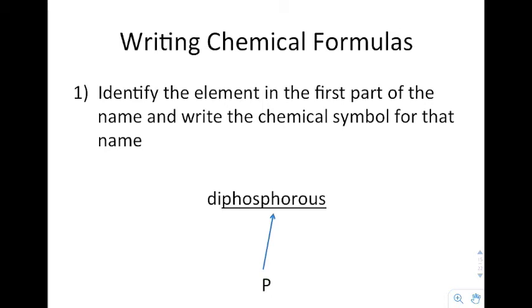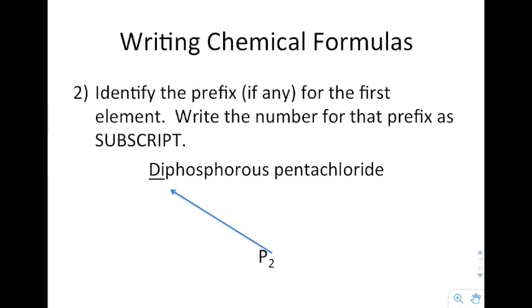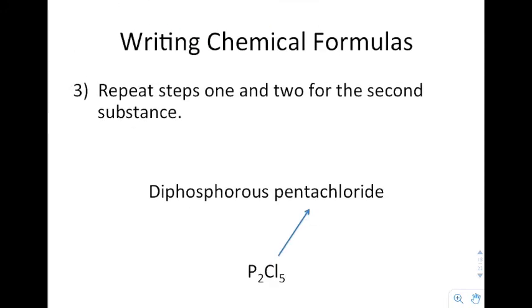So in diphosphorus right here, phosphorus is the element, so I write a P. Then I look at the prefix, and the prefix says that there's a di, so I'd put a 2 there. The 2 is a subscript, a smaller number written just below the line, so you see P2. Next we need to repeat steps 1 and 2 for the second substance. So we have pentachloride. Whenever you have pentachloride, we say that it's chloride, and then penta means 5.